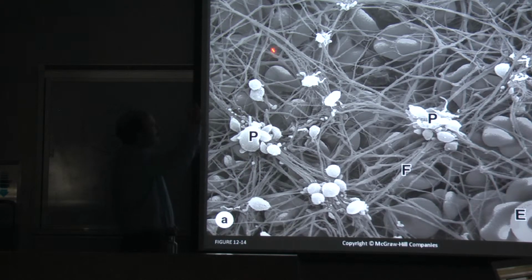And what is the blood clot all about? It's about all of these fibers. It's about fibrinogen being polymerized into fibrin fibers, and that's what the F is here. The P is the platelet, and the rest of the stuff is red blood cells. And we said that's a scanning electron micrograph showing surface features, so SEM.